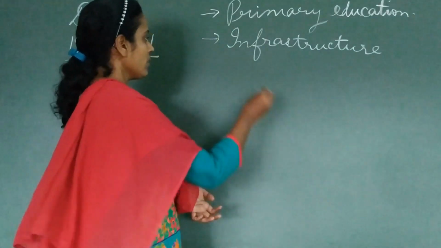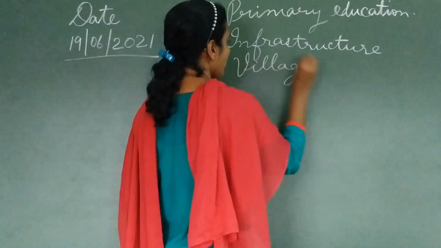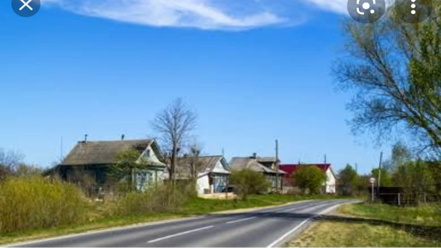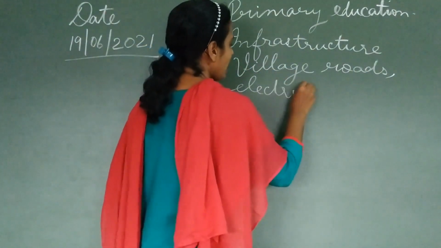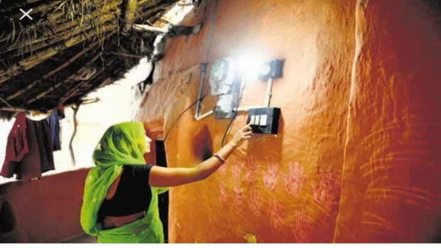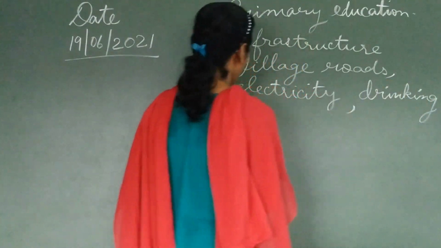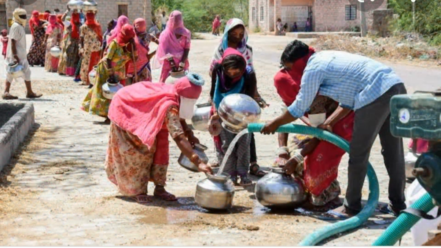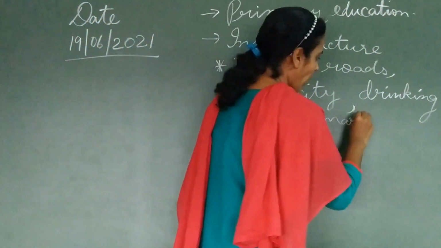For example, village roads became more and more broader. Construction of roads took place so that they could travel to and fro easily. Then what happened? Electricity was given to them. Before that, darkness was prevailing. So even in the rural areas, electricity was provided. Drinking water, the main source of living of a human being, was also supplied to them. Then they had primary health centers so that people who are sick can go and get their treatments.